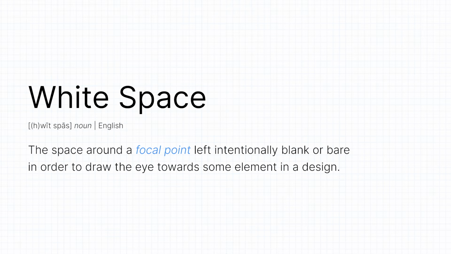The third thing we notice about a design is actually what's missing. In other words, the stuff that isn't there. This is called white space, which creates contrast by its absence.